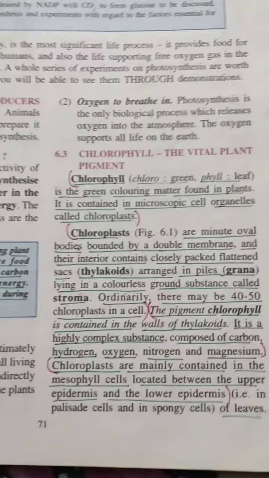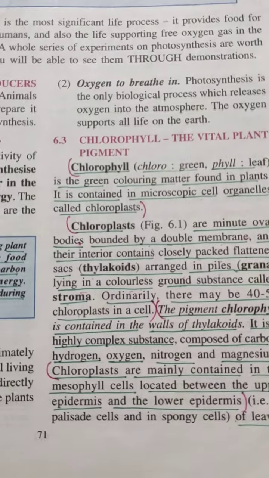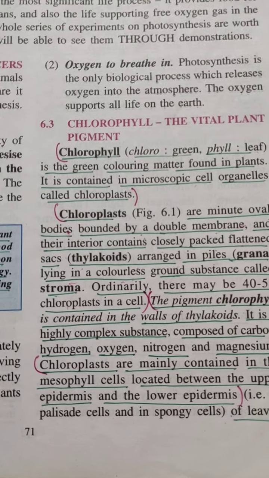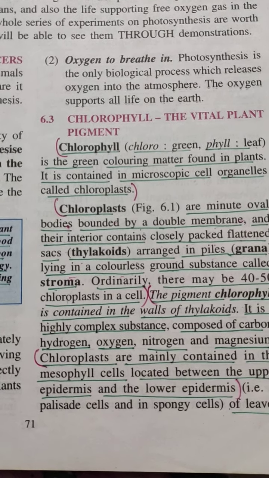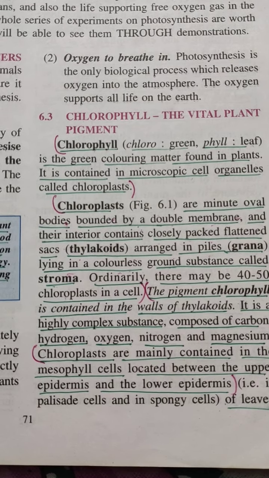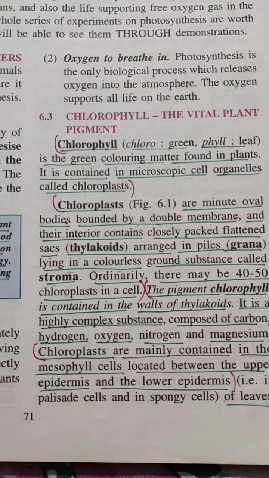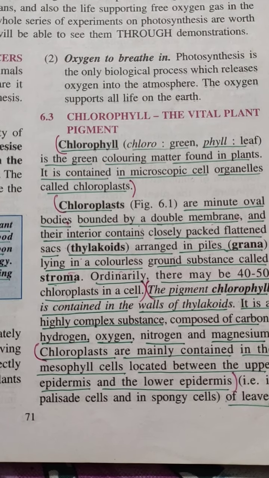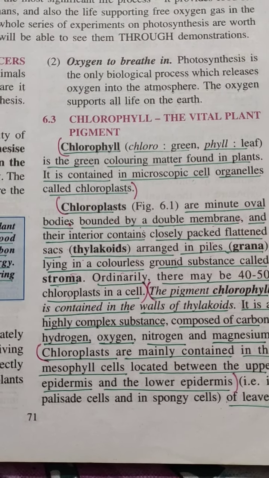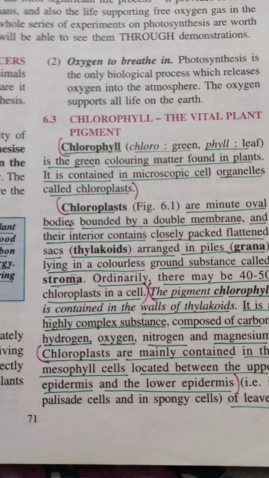Secondly, another very important point is it is giving out oxygen, which is the basis of our life. So definitely it releases oxygen into the atmosphere, which supports all life on the earth. So these are the two importances of photosynthesis.